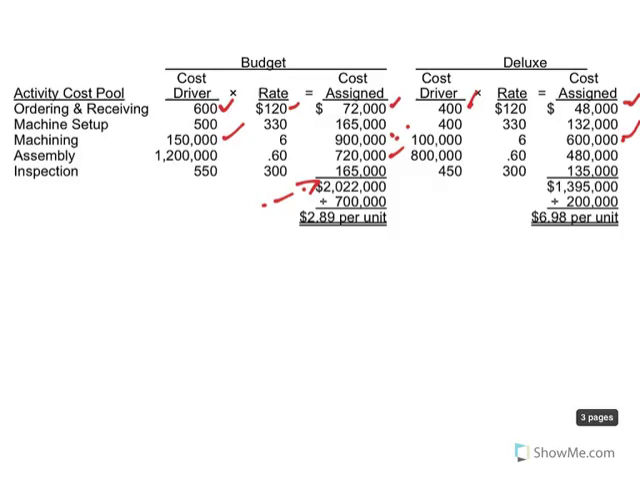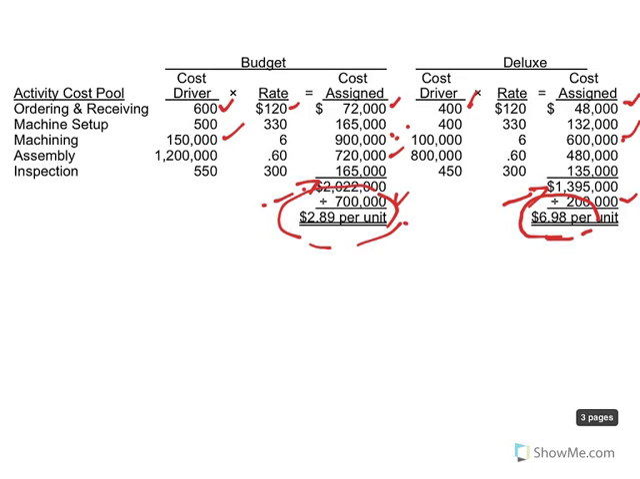So the total amount of activities consumed by budget is $2,022,000, and they produce 70,000 units for the year. Therefore, for every budget unit produced, each unit is going to pick up $2.89 as its overhead cost assigned. And for deluxe, the total amount of overhead for all products produced, $1,395,000, with 200,000 products produced, and therefore each product is going to pick up $6.98 in overhead.